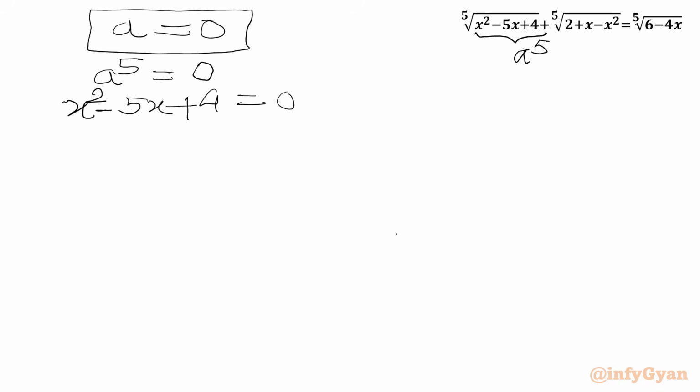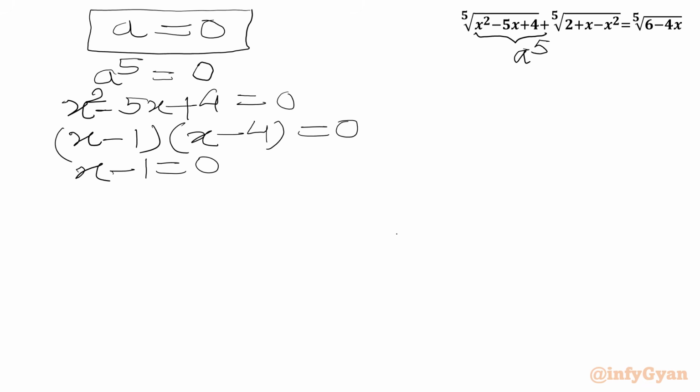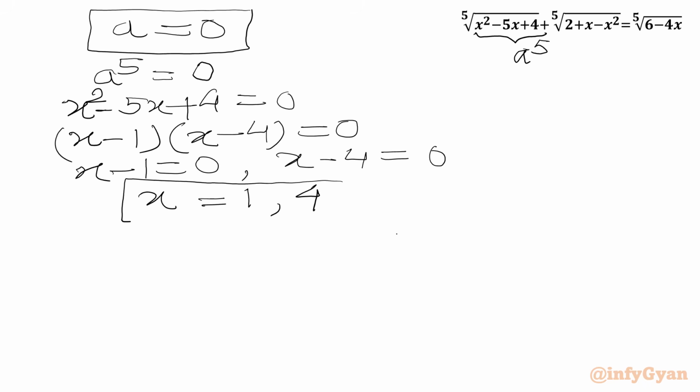Now this is a quadratic equation which we can factor easily and write (x minus 1) times (x minus 4) equal to 0. Using product 0 rule, we will write either x minus 1 equal to 0 or x minus 4 equal to 0. So from first equation, we will get x equal to 1. From second, we will write x equal to 4. So we have first two real solutions, 1 and 4.